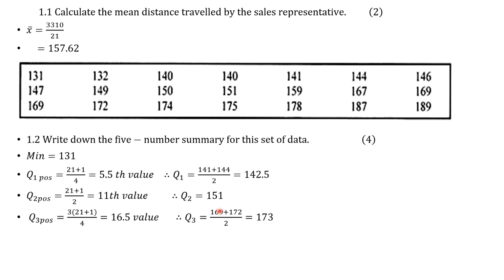So quartile 3 equals 173. And then for my 5-number summary, the last value is always my maximum, which in this case is 189. Right, so those are my values. And normally when I'm asked for a 5-number summary, the next question will be, can you plot the box and whisker diagram?